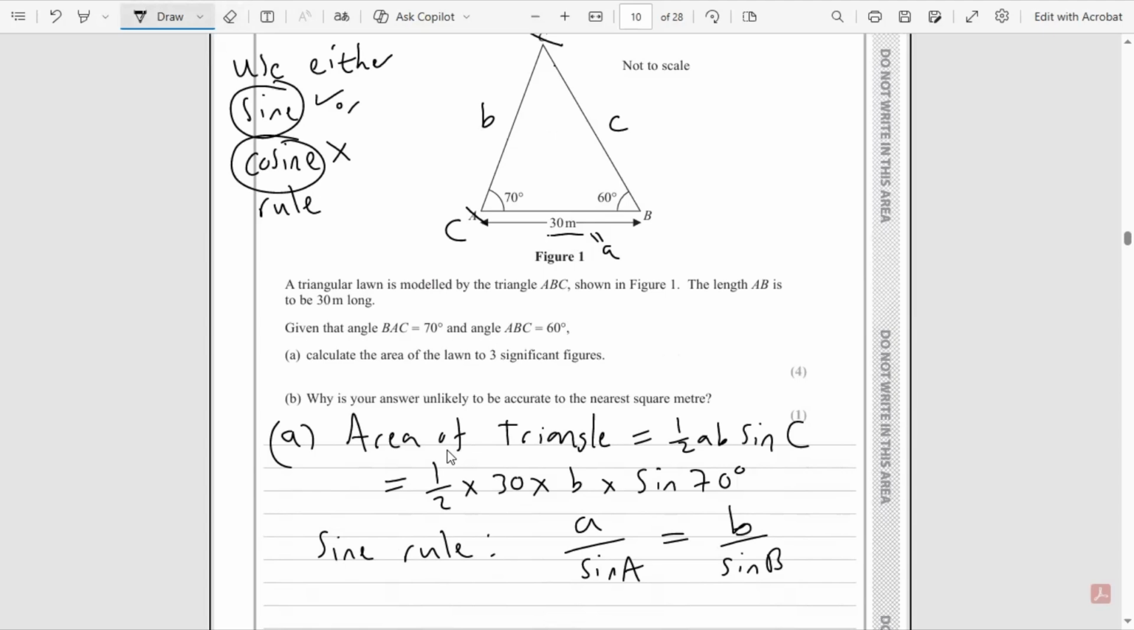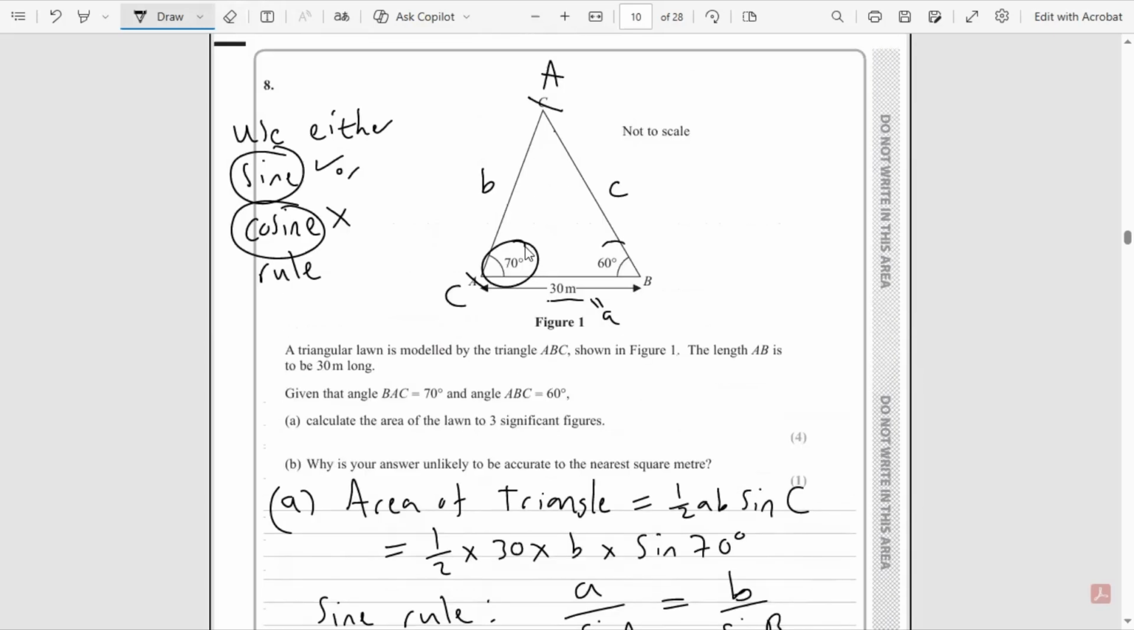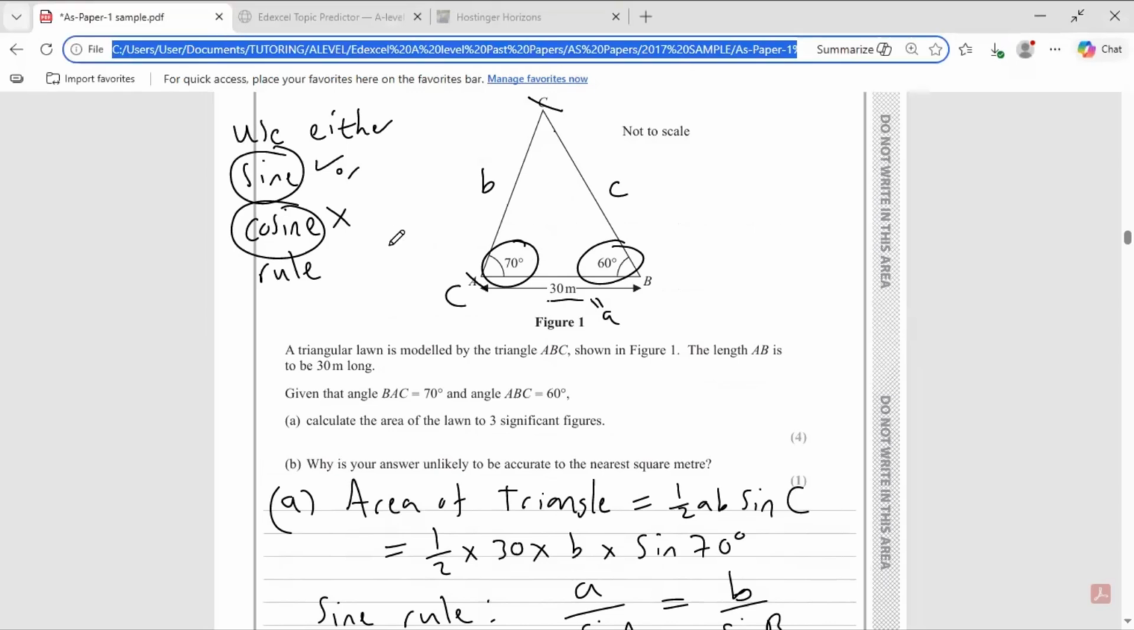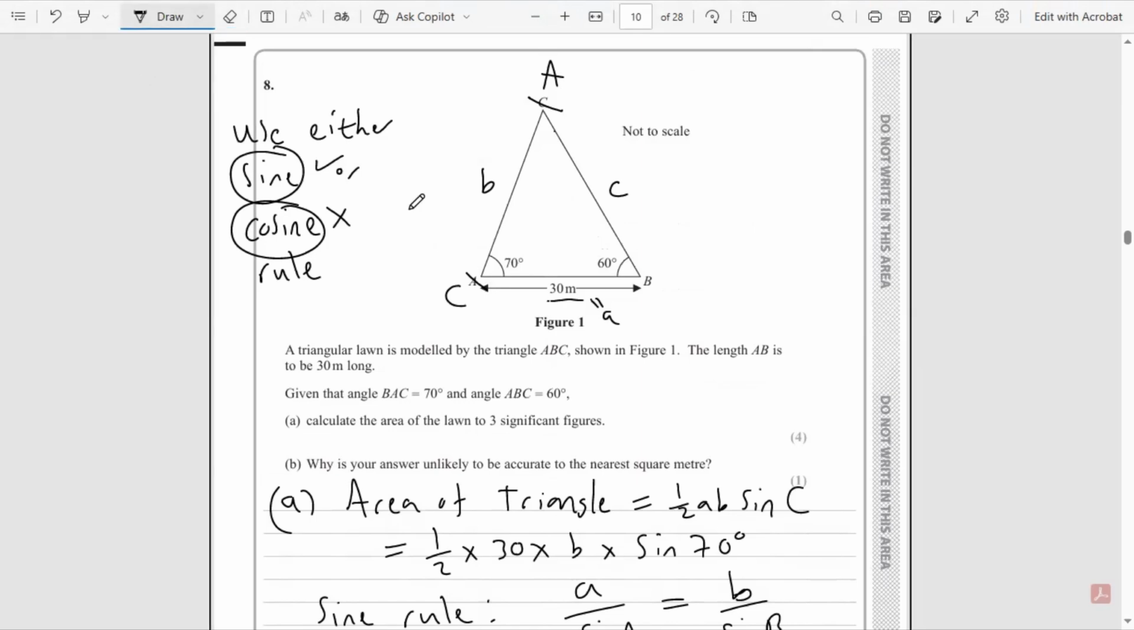So the a, as we said, is 30 meters, so 30 divided by sine A. Now, if we just go back to the diagram, we know that this angle there is 70, that angle there is 60. So angles in a triangle add up to 180. So that means that the angle at the top is going to have to be 180 minus 70 minus 60. So that would be 50 degrees on the top here. That must be 50 degrees.